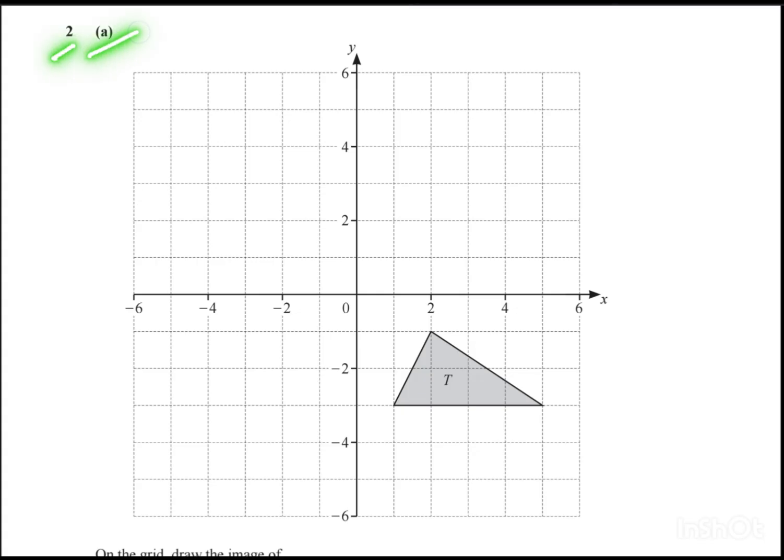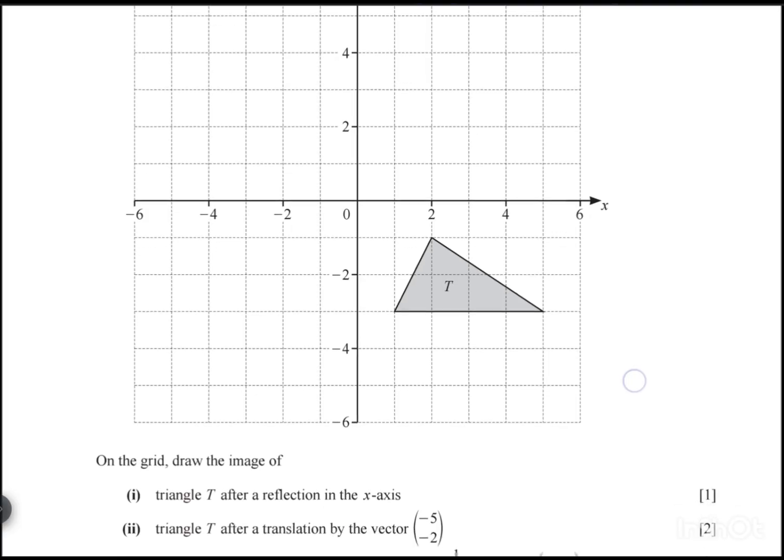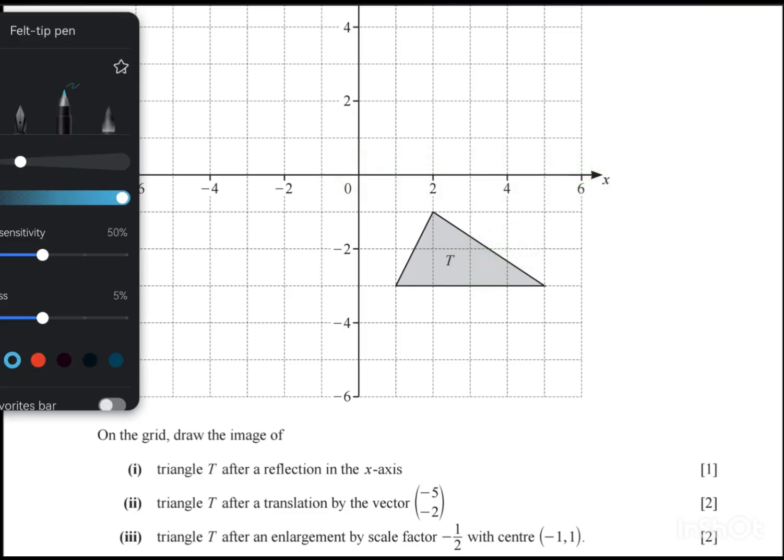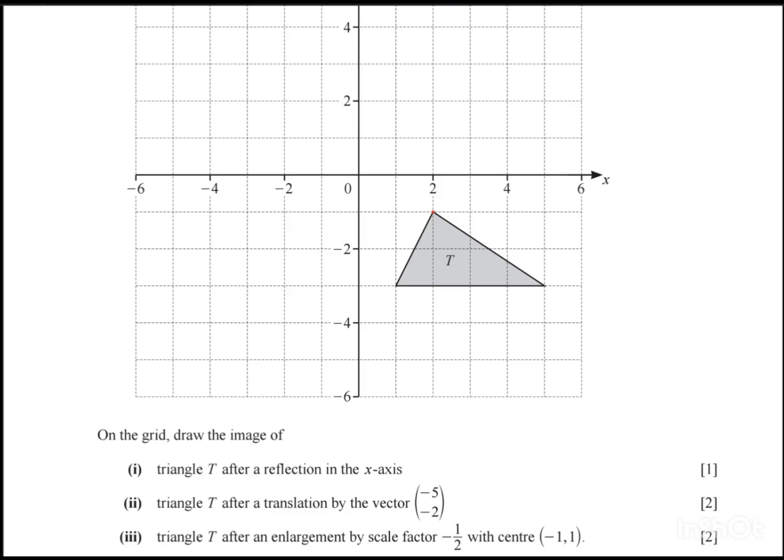Question number 2a. This is the question from transformation. On the grid, draw the image of triangle T after a reflection in the x-axis. So first one is a reflection question. You have to draw the triangle T reflected in this line, that is the x-axis. So it's simple to do. Mark the vertices first. So this vertex is just one box above the x-axis because it's reflection.